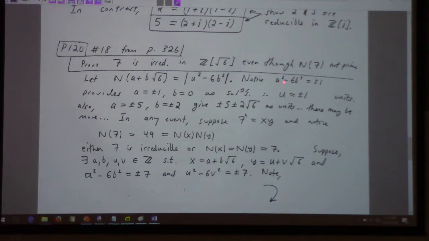So what are the units, first of all? The units are those that give us plus or minus 1. The only way I can get plus or minus 1 from this combination is a is plus or minus 1 and b is 0. As soon as b is non-zero, I can't hope to attain 1 there. Or can I? Oh, wait a minute. There's more. Look, this is also a unit. This actually has maybe infinitely many units.